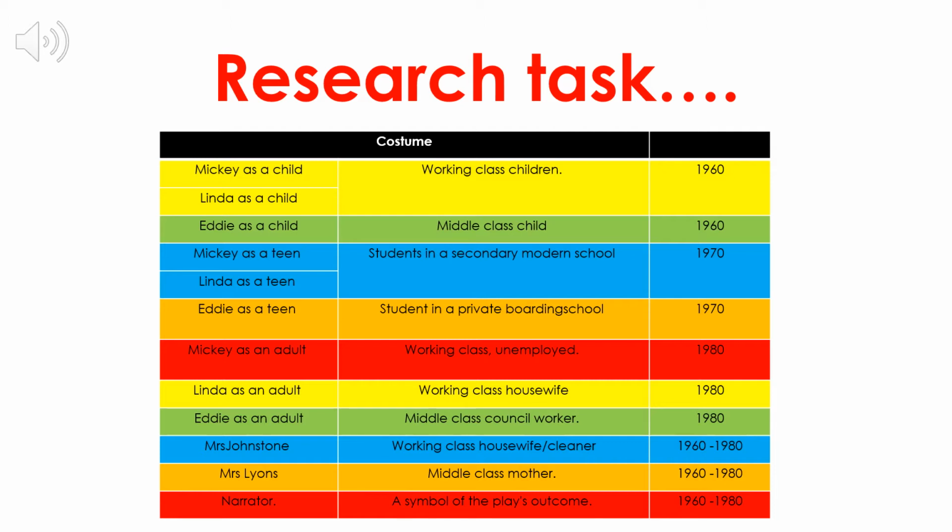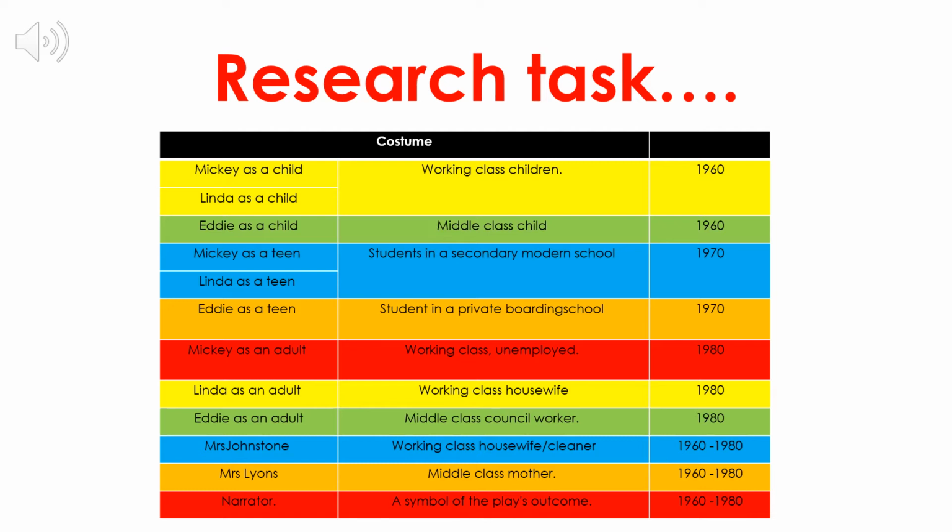So again, I'd like you to research how teenagers such as Linda and Mickey would look as students in a secondary modern school in the 1970s, and then how Edward, a middle class young man, would look as a teen in the 1970s, remembering he went to a private boarding school. We're then going to move on to the characters being adults. So I want you to look at how Mickey, Linda and Eddie would be as adults in the 1980s, thinking about the difference between Mickey as a working class unemployed person compared to Eddie as a middle class council worker.